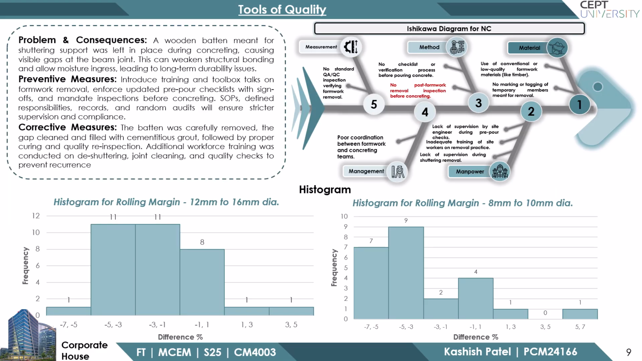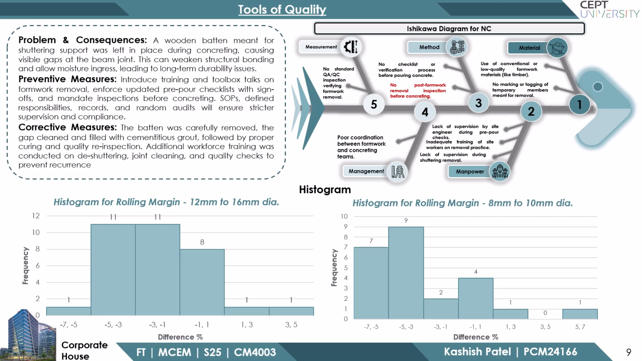Histograms help visualize rolling margin limits, ensuring that material variability stays in check. IS limits for difference percentage in rolling margin of 12 mm to 16 mm diameter bars is plus or minus 5%. Using the histogram, we can derive that one sample was not within the IS limit. For 8 to 10 mm bars, the IS limit for difference in rolling margin is plus or minus 7%. We can observe that all samples fall within the standard limits.